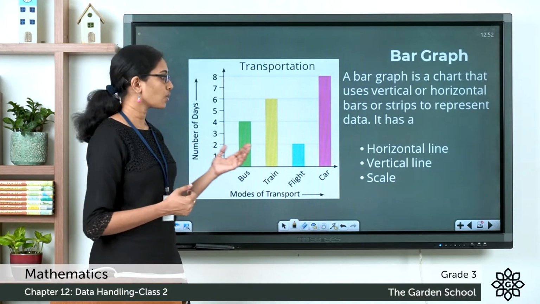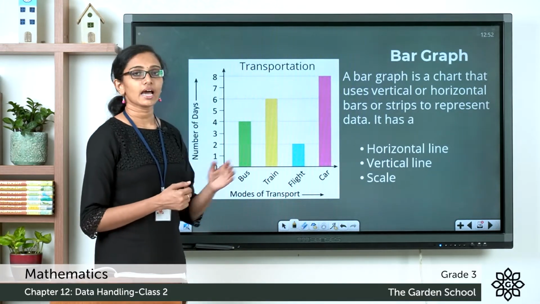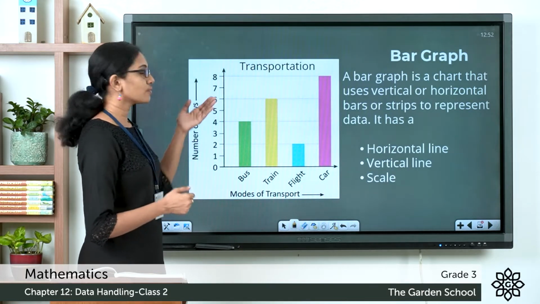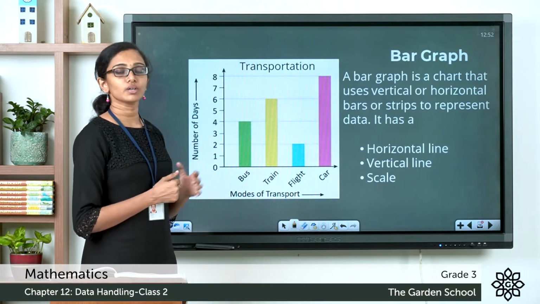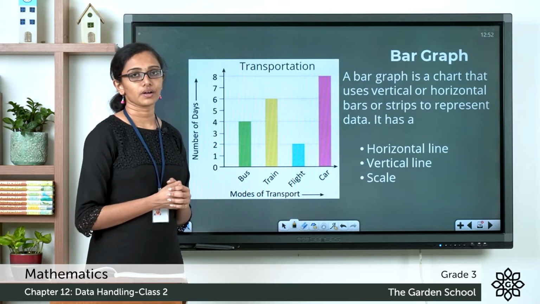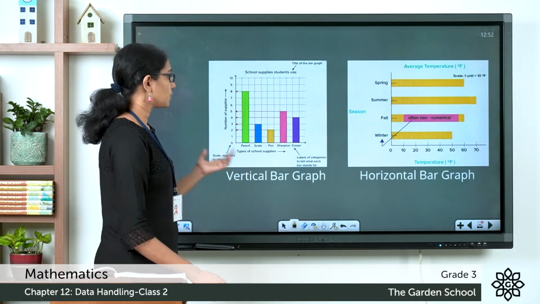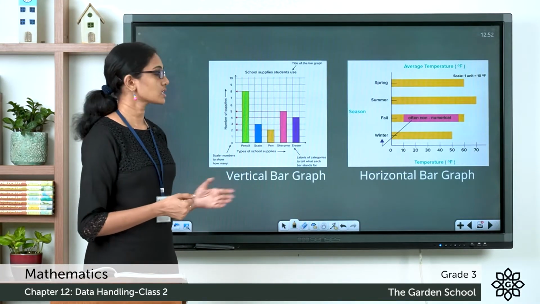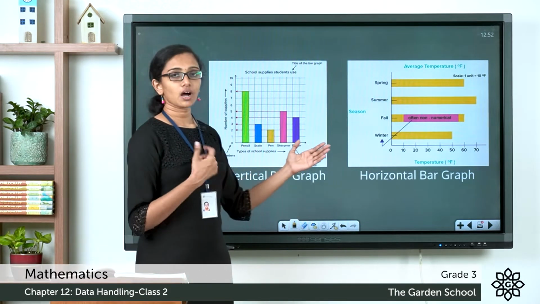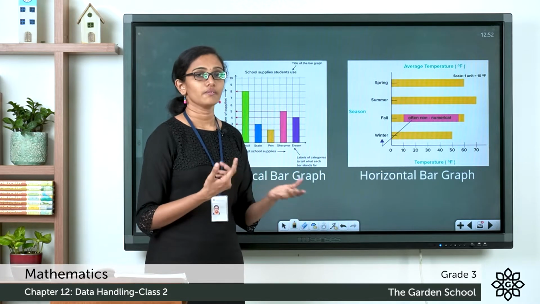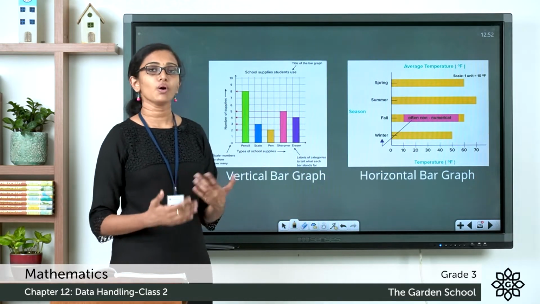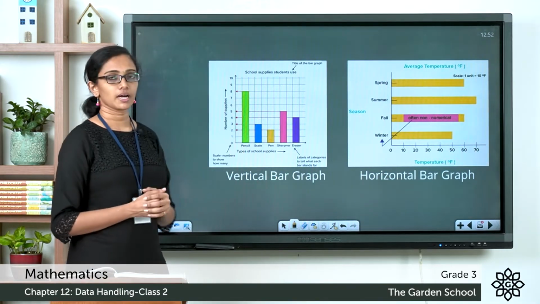data. It has a horizontal line, vertical line and a scale. What do you mean by scale in a bar graph? The range of values or the range of numbers that you are representing here is called the scale of the bar graph. And a bar graph can be a vertical bar graph wherein you use vertical rectangular bars to represent data, or it can also be a horizontal bar graph wherein you use horizontal rectangular bars to represent data. More commonly, we use vertical bar graphs.